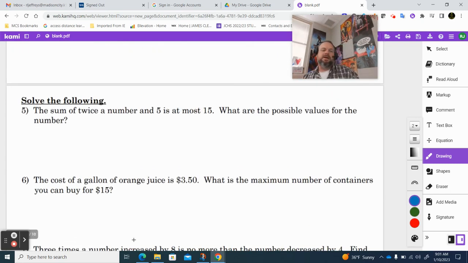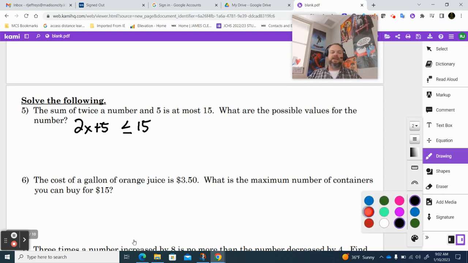So the sum of twice a number and 5. Okay. Sum of twice a number and 5. So that would be 2x plus 5. This is 15. At most, it can be 15. I would actually say it'd be like that. Because it can be 15. It can be less than 15, but 15 is it. It's the top. All right. Now, remember, solving these are kind of like solving our equations from yesterday.